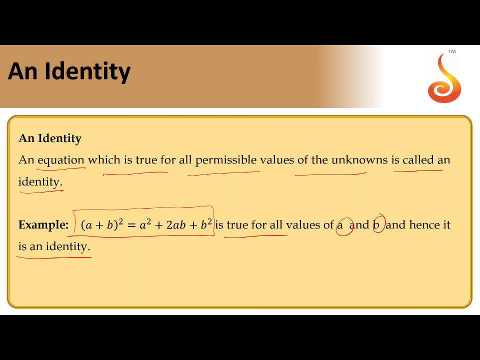So like that we have many identities. (a minus b) whole square, (a plus b) whole cube, (a minus b) whole cube. All those are standard identities. Those are also equations. An equation which is true for all permissible values of unknowns is called an identity. I hope that is clear.